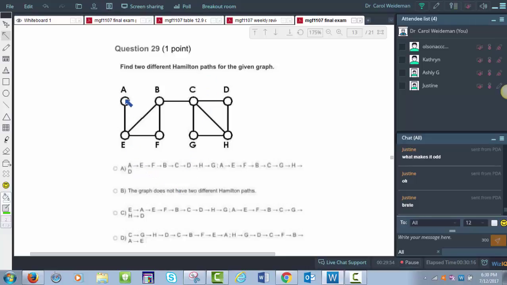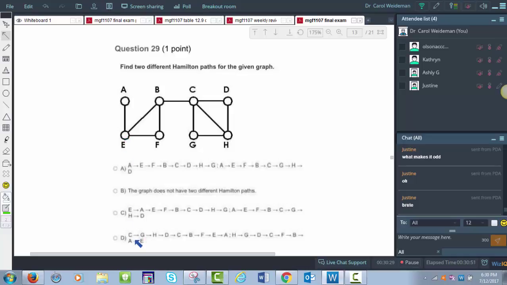How about A, E, F, B, C, D, H, G. Hits all the vertices, so it looks like a good one. And then what's the other one they gave us? A, E, F, B, C. This one goes the other way over here. So A looks like a good possibility. Take a look at the others here. This one's no good because look what it does. It goes E, A, and then it comes back. It's going through this again. Remember on Hamilton, we go through each vertex one time.